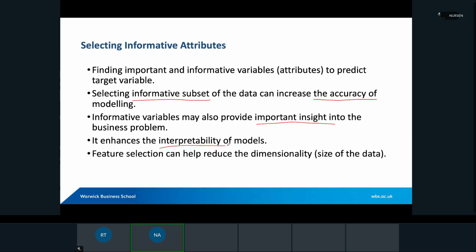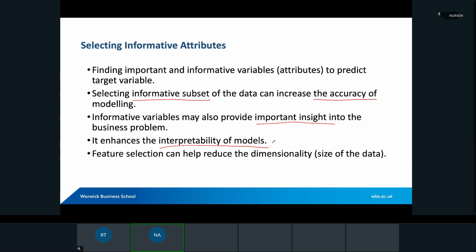It improves the interpretability of the model. So what does it mean? In these data sets, we may have hundreds of features. And when the model makes a decision whether a customer is going to leave or stay, then interpreting that result based on, let's say, 100 features is not easy. So it might be complicated.